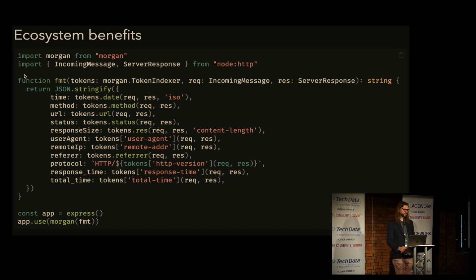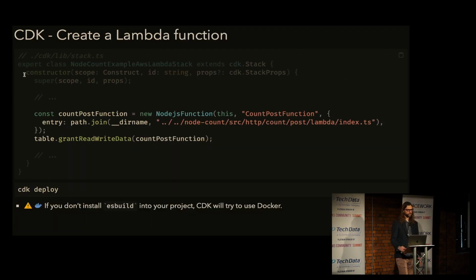And so adding JSON logging is a case of importing the Morgan package and then customizing the formatting. You can also use things like authentication APIs for OIDC and other bits and pieces that you might be wanting to use.